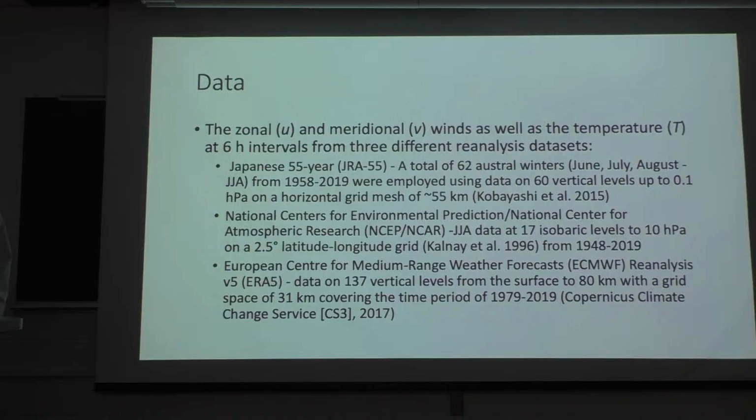The second reanalysis data set was the National Centers for Environmental Prediction and National Center for Atmospheric Research, the NCEP-NCAR data set. We used the same months of data, but at 17 isobaric levels to 10 hectopascals on a 2.5 degree longitude grid from 1948 to 2019. The European Centre for Medium-Range Weather Forecasts, ECMWF, reanalysis ERA5 was the last data set that we used, using 137 vertical levels from the surface to 80 kilometers with a grid spacing of 31 kilometers, covering the time period of 1979 to 2019.